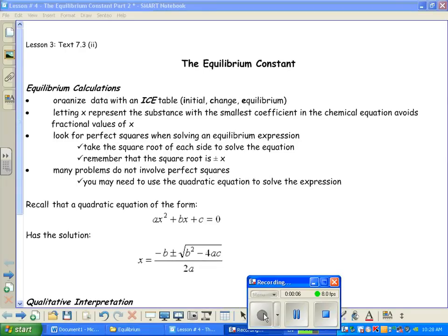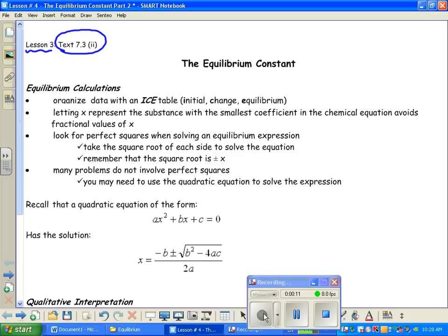Today we are looking at Lesson 3, which can be found in your textbook in section 7.3. Now yesterday we looked at 7.3 part 1, so today we're going to look at part 2. Not going to lie, this is one of the harder lessons and where most people make mistakes.